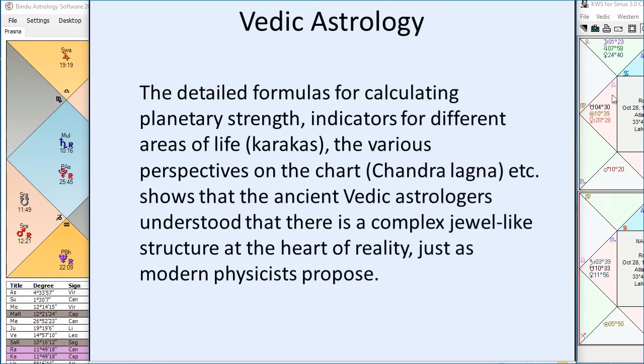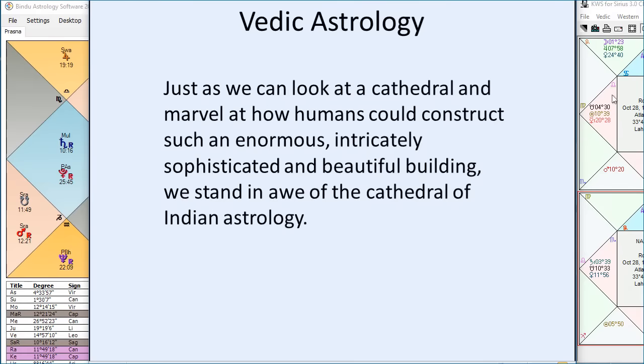You twist or adjust the chart, and you could put the moon as the ascendant, called the Chandra Lagna. It's really amazing the sophistication and complexity of what we're looking at.